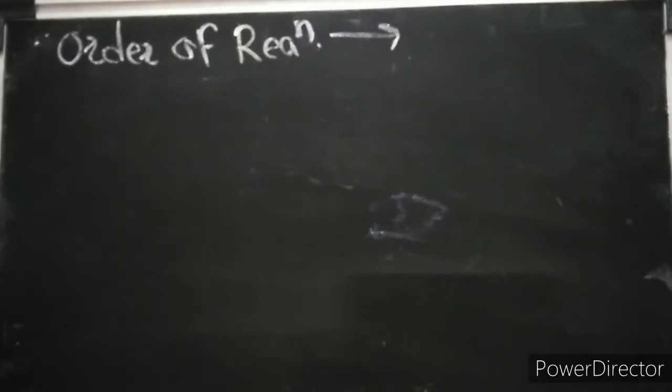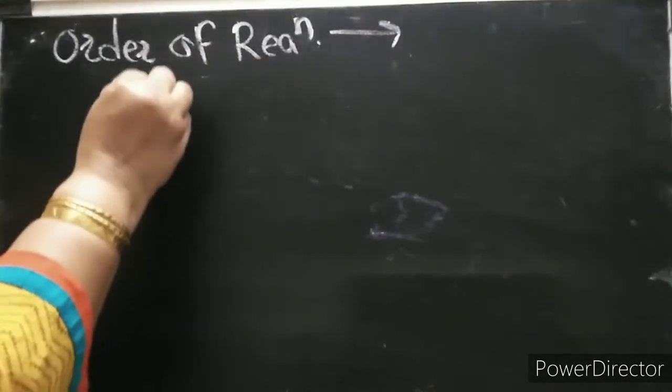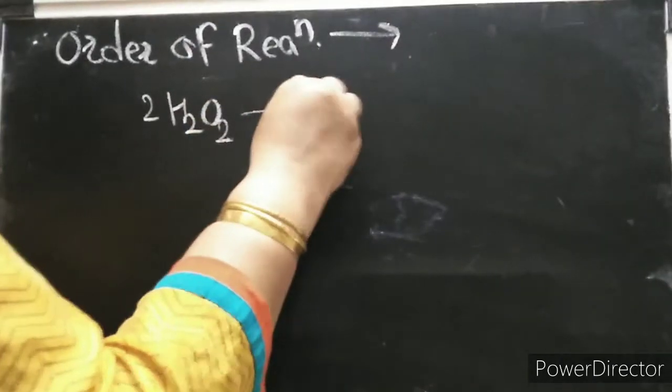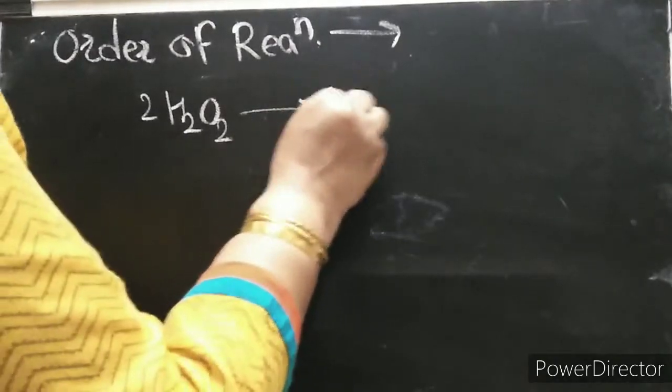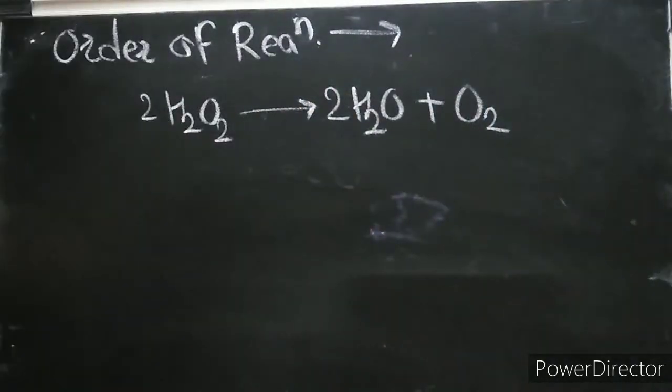It is the sum of the exponents to which the concentration terms in the rate law are raised, and it is called the order of reaction. Again, I will give the same example. Let us consider one general example: 2H2O2, hydrogen peroxide, gives the products 2H2O plus O2.